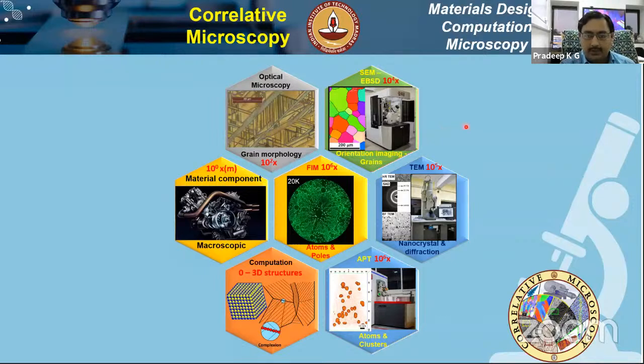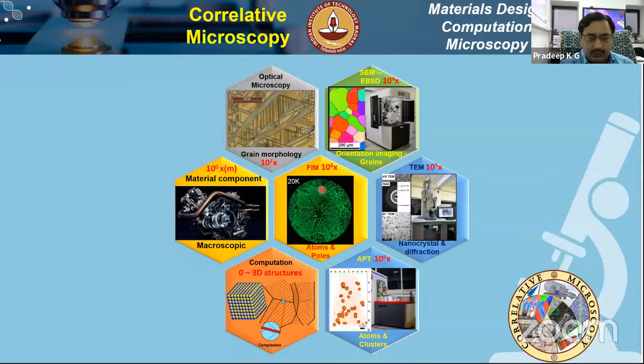Our primary activity of this center is to deal with materials design and support the materials design as well as the microstructure investigation using computational approaches, and correlate or validate all these efforts together with advanced microscopy tools, including the tool that we envisage to develop or build at IIT Madras, which I'll show briefly.